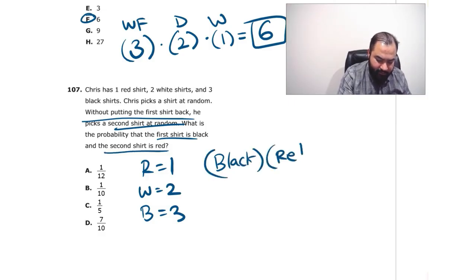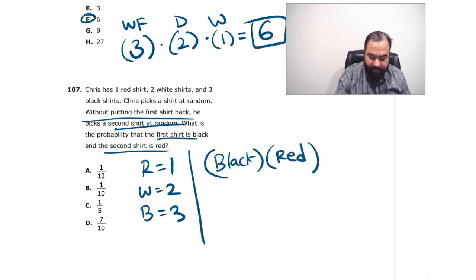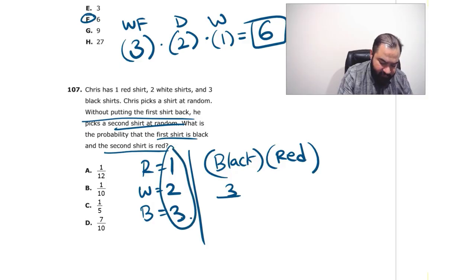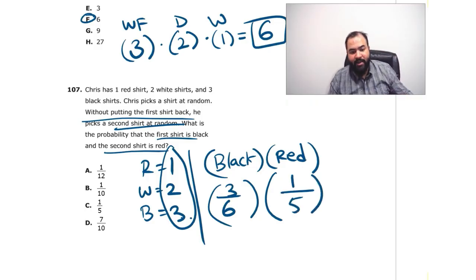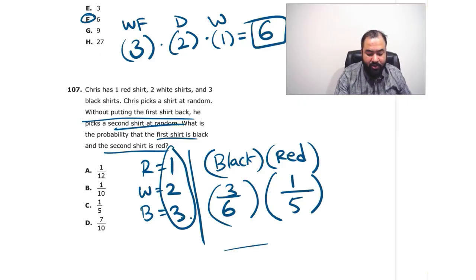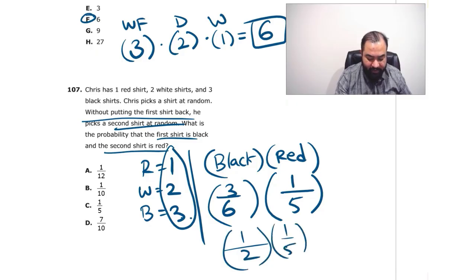So the probability of him picking a black shirt first is simply 3 out of the total, which is 3 plus 2, 5, plus 1, 6. But the probability of picking the red is 1 out of 5, because you already picked a black and you didn't put it back. So now you have 1 less in total. So 3 over 6 means 1/2, times 1/5. So that's 1/10. That's it.